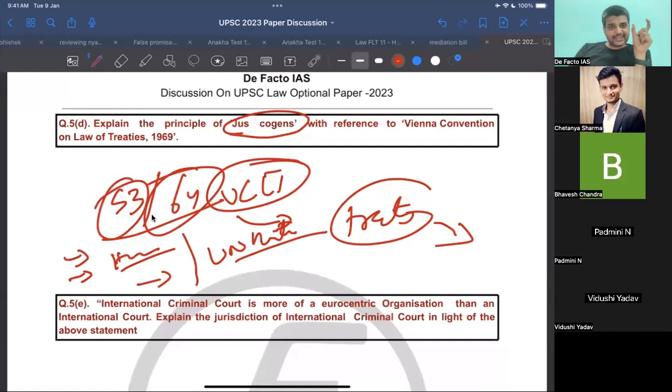If you don't remember exactly the precise format of the article, at least you should be able to mention these are the articles. Okay, that is actually quite important.